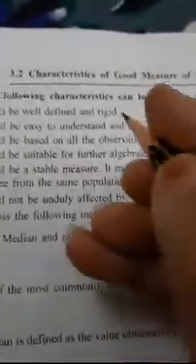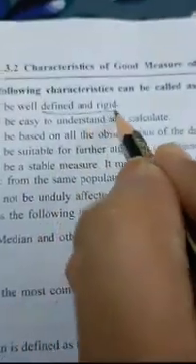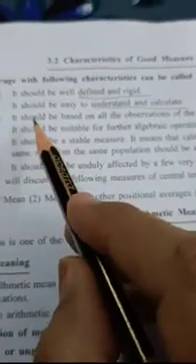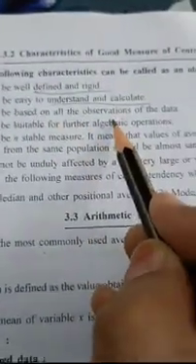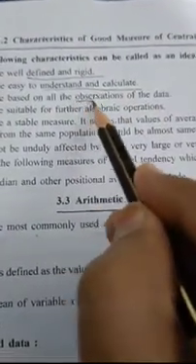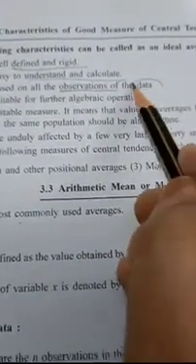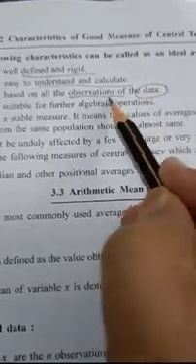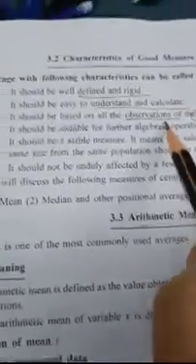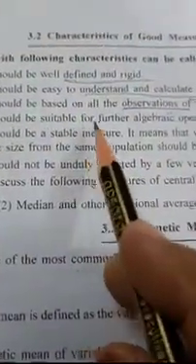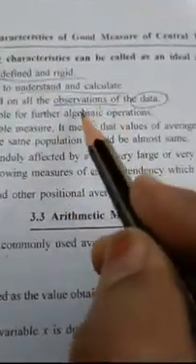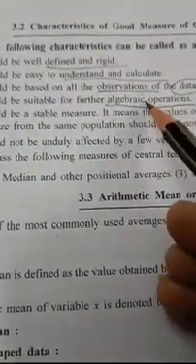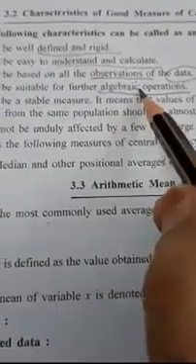So you can underline the two points. First is defined and rigid. Second, we should understand and calculate it very easily. Third, it should be based on all the observations of the data. It should include each and every observation of that particular data. Whatever data we have taken, each and every observation, means all the numbers, should be included in the calculation. It should be suitable for further algebraic operation. All the data which are given should be properly used in an algebraic mathematical formation.